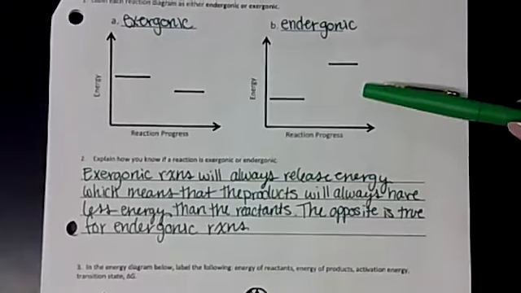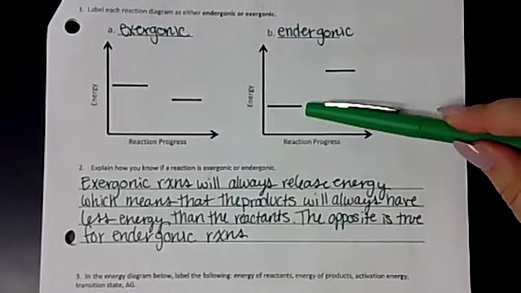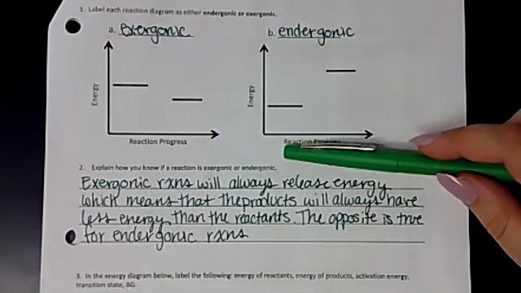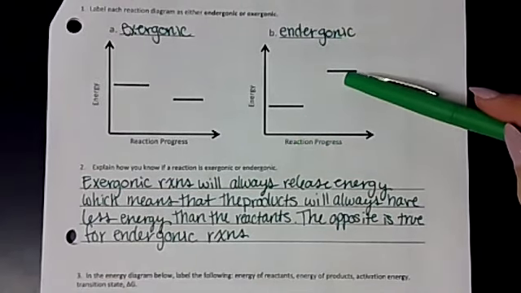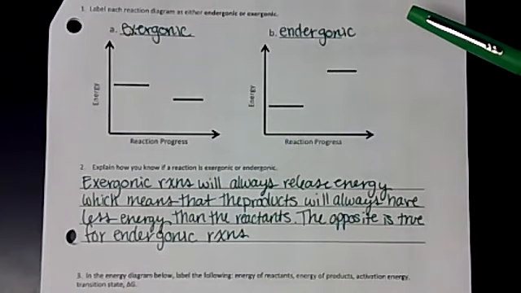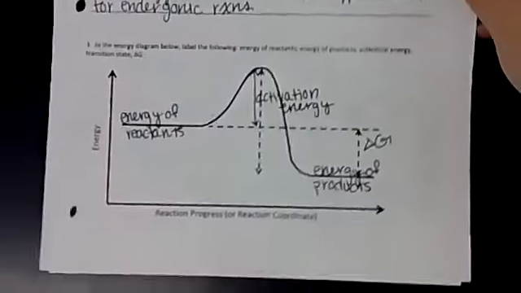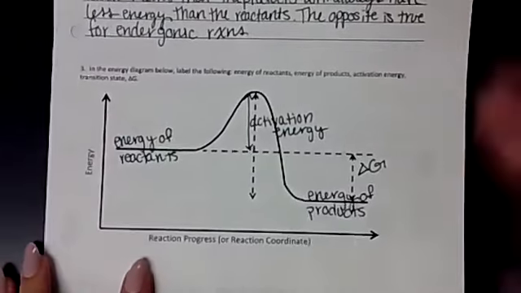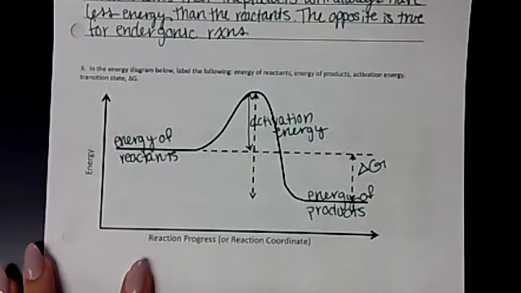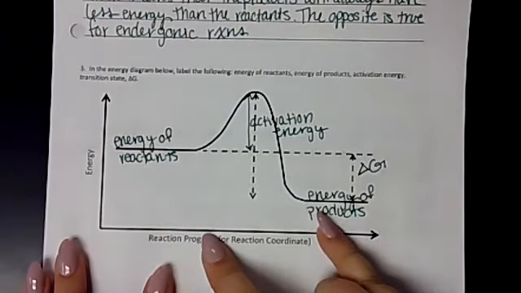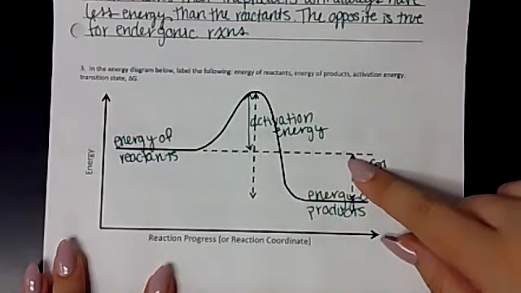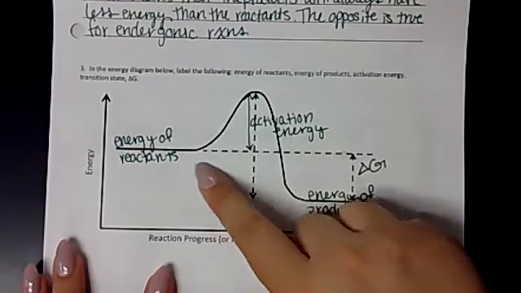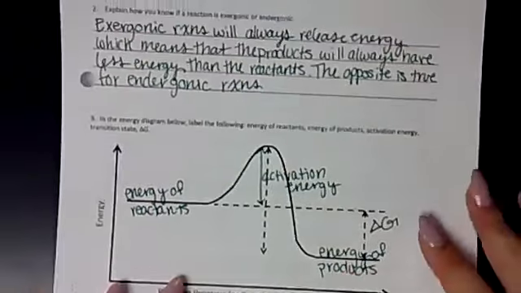We know that B is endergonic because our reactants start with lower energy than our products. So that means within our reaction, they are absorbing or taking in energy, and that is the defining characteristic of endergonic reactions. Then looking down here, labeling our free energy diagram, we have energy of reactants, energy of products. Our activation energy is going to be this hump here. And then our delta G is going to be our change in energy from our reactants to our products.